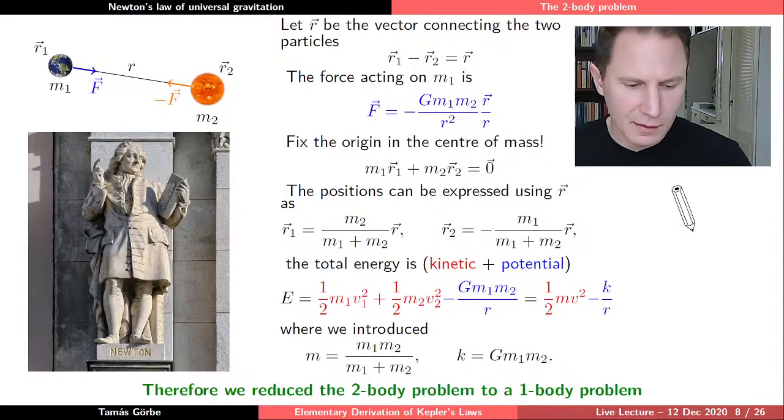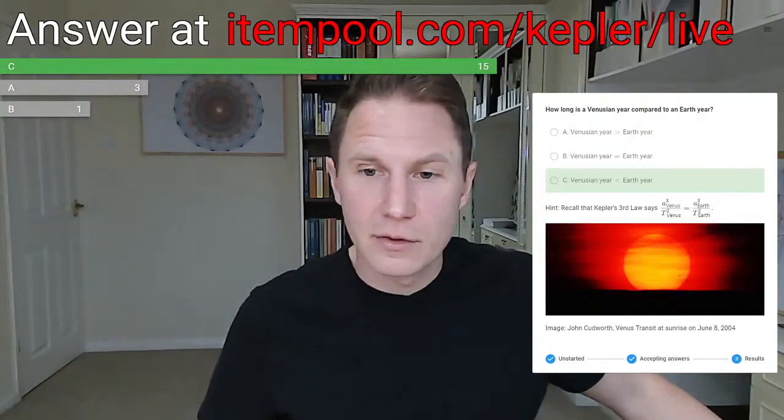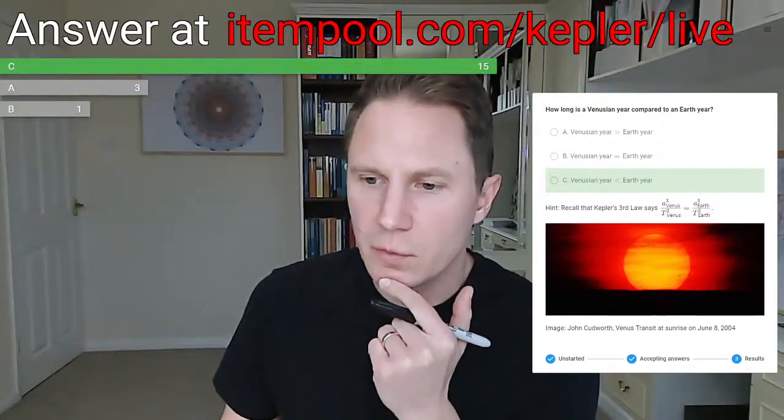Okay, so this might have been a bit, I'm not sure if it was completely clear. I hope it was. Let me move to ItemPool and ask something that might show us if you got this about the reduced mass. I have a question. Let's see if this works. My computer is a bit slow. I just want to go to the next question.